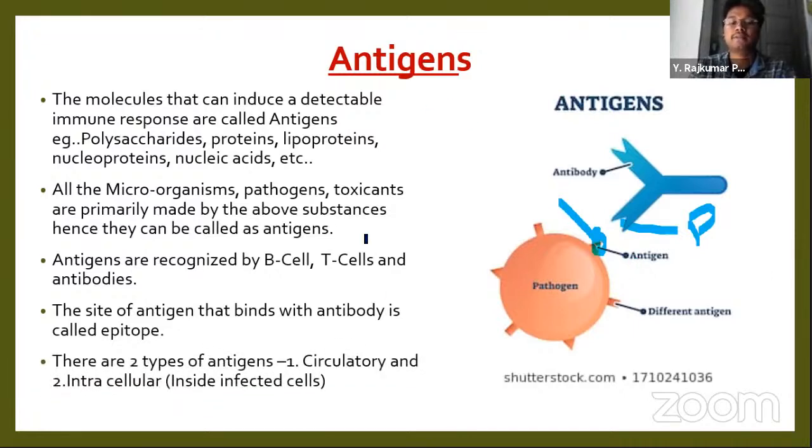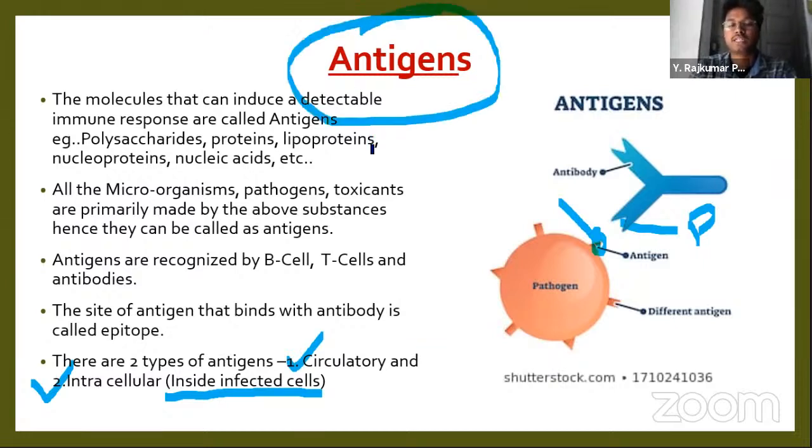So that's about the antigens. Antigens can be classified into two types: circulatory antigens and intracellular antigens. Intracellular means you find these antigens inside the infected cells, mostly viruses. Viruses invade the cell and destroy the cells from inside. Hope you have understood what is meant by these antigens.